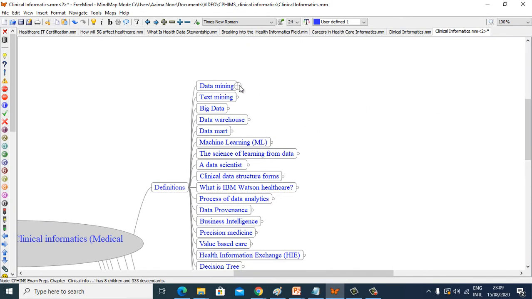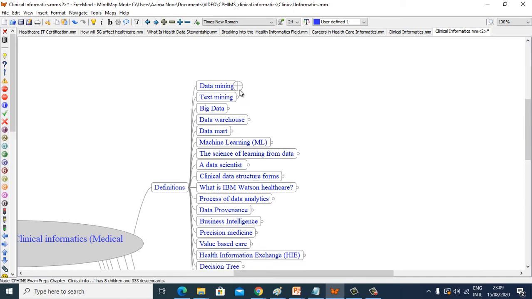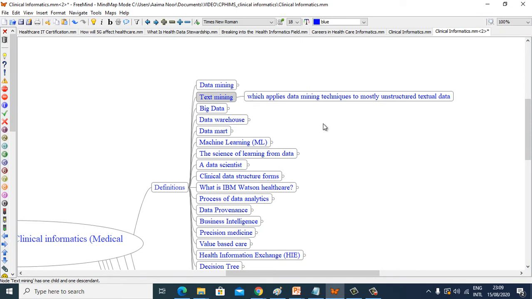What is data mining? Data mining is the process of collecting usable information from large data sets, which is known as big data. In this process, one or more software tools will be used to analyze these large raw data sets. What is text mining? It applies data mining techniques to mostly unstructured textual data.